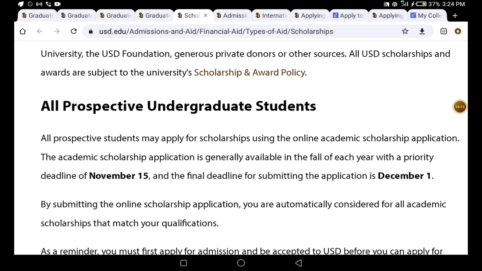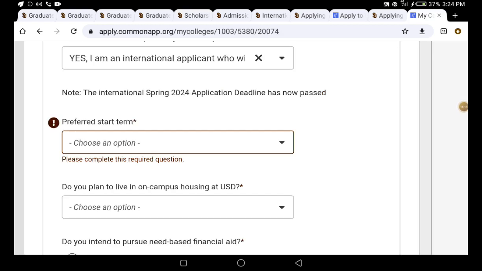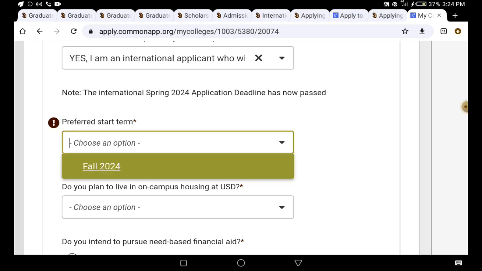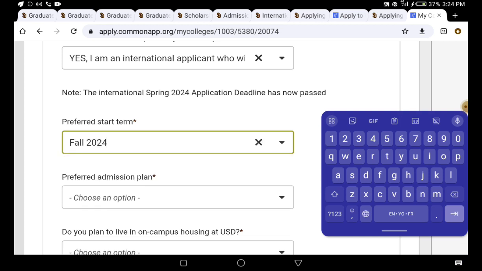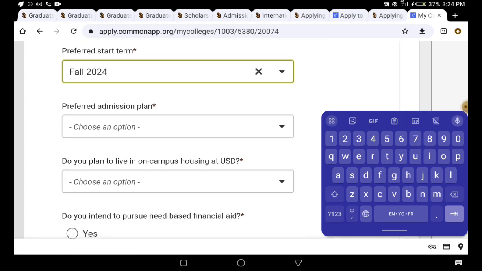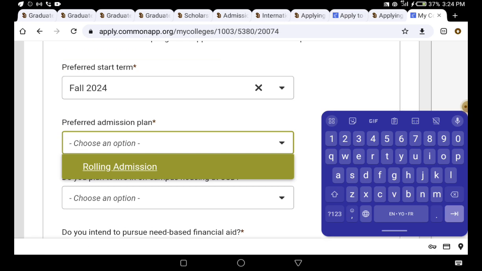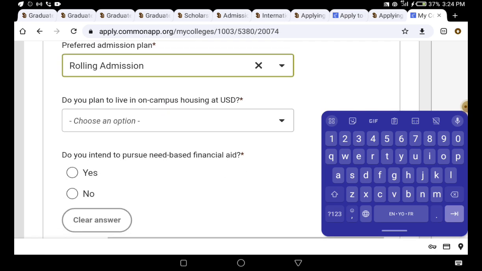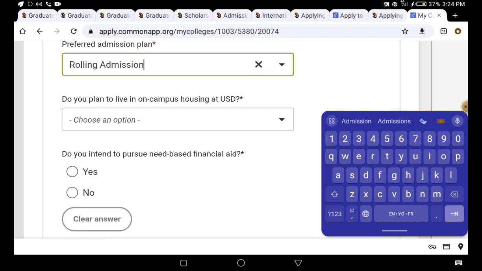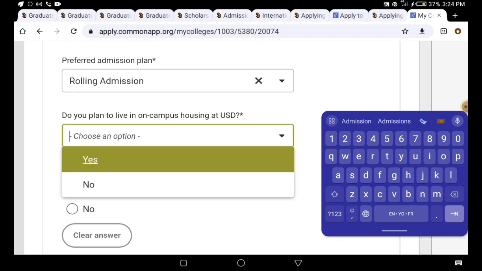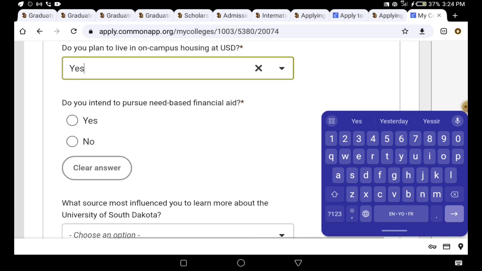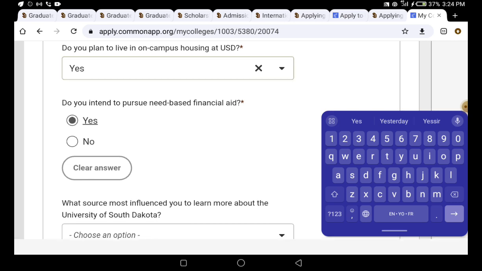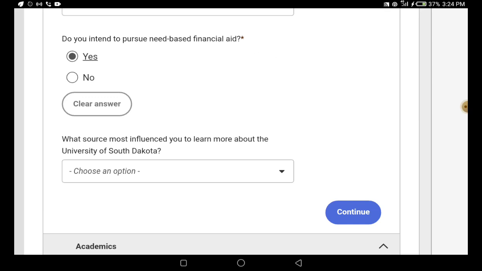So if I come back here, I've selected I'm an international student. Then here you are going to see that you can select fall 2024. When you select fall 2024, you are going to see that you are applying for rolling admission. Okay, if you come back here, do you plan to live in campus housing at the University of South Dakota? You can either click yes or no. So I'll click yes. Do you intend to pursue need-based financial aid? I'm going to click yes. What source most influenced you? You don't really need that.